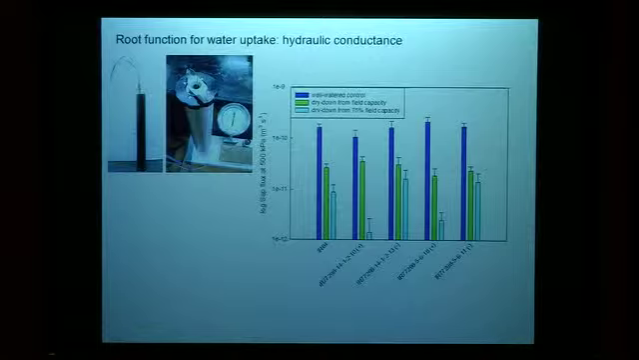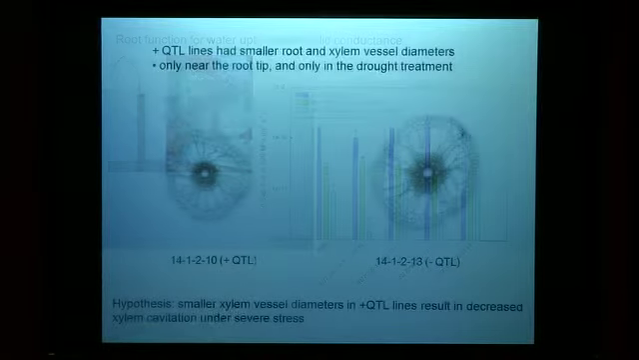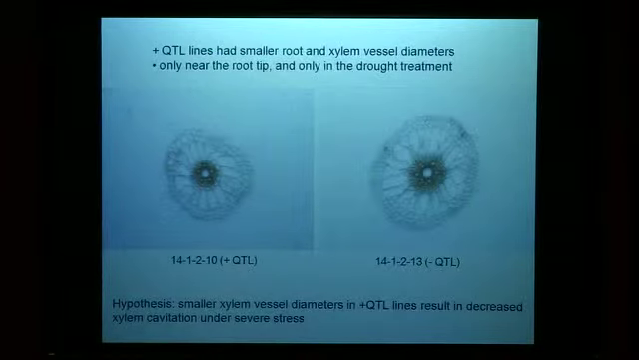But then we wanted to know a little bit more, like why would these lines have lower root hydraulic conductance? So we started working on some root anatomy. And in fact, we saw that the plus QTL lines had smaller root diameters and significantly smaller xylem vessel diameters. And interestingly, we only saw this under drought stress. This was not a phenotype we saw under well-watered conditions, or not even really under mild drought, only when we gave the plants severe drought.